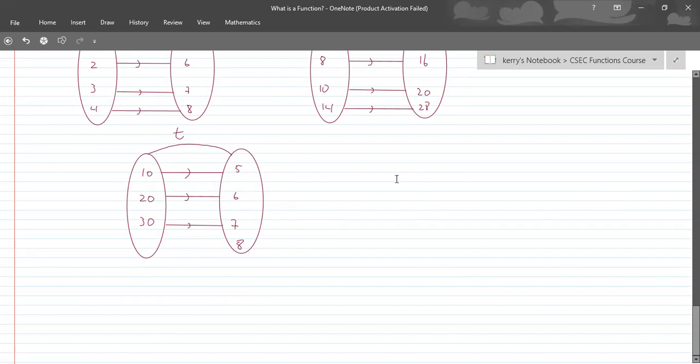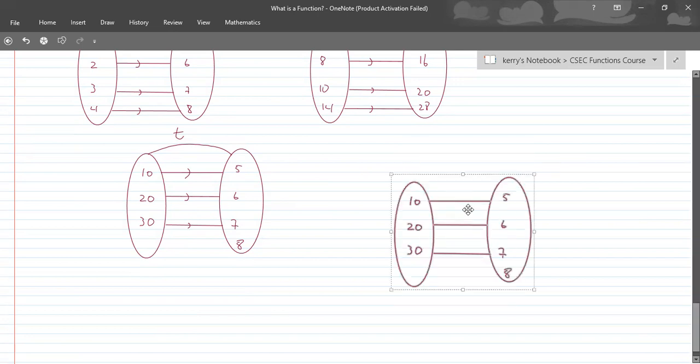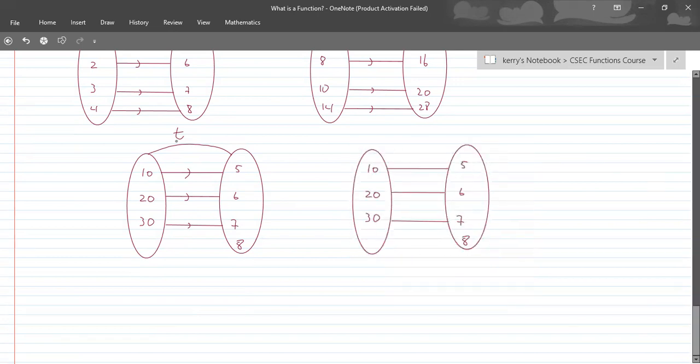Now, let me show you what we call a non-example. This one that I'm going to draw up here for you now is a non-example. It means that it is not an example of a function. Another example, let's go with 3, 5, 7, 9 and 2, 4, 6. This is not a function.